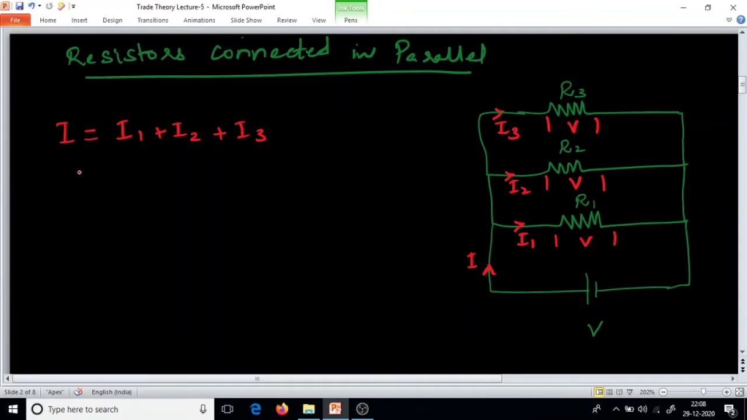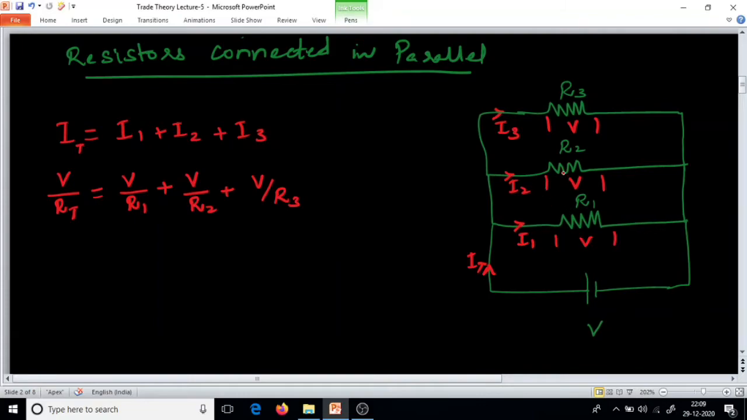Now what is I? This is IT, we can take it as I total. What is the current as per Ohm's law? Voltage by resistance, that is V by RT. Now what is I1? V by R1. V is the same for all resistors. Now I2 is V by R2, and I3 is V by R3. We can write it like this.